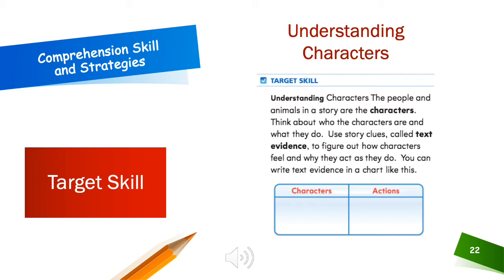Our target skill for lesson 2 is understanding characters. The people and animals in a story are the characters. Think about who the characters are and what they do. Use story clues called text evidence to figure out how characters feel and why they act as they do. You can write text evidence in a chart like this.